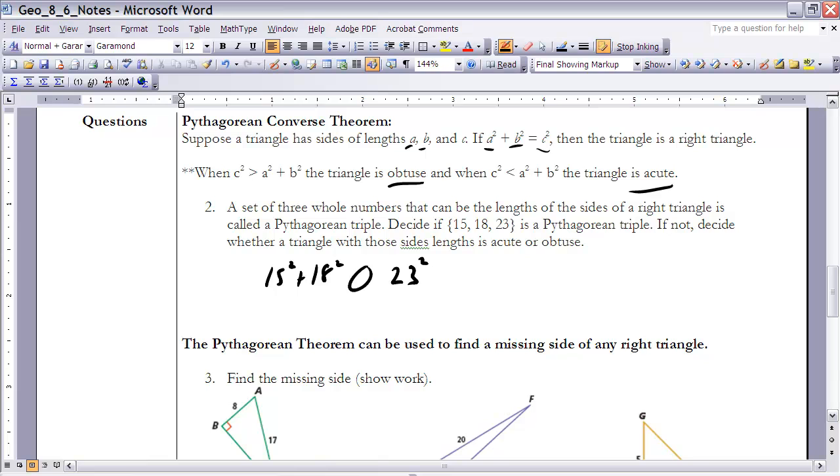15 squared plus 18 squared is 549. And 23 squared is 529. Now, 549 is not equal to 529, so we know it's not a right triangle. We know that c squared is less than a squared plus b squared, kind of like what we have here, and that tells us that our triangle must be acute. So for number 2 here, the answer is acute.